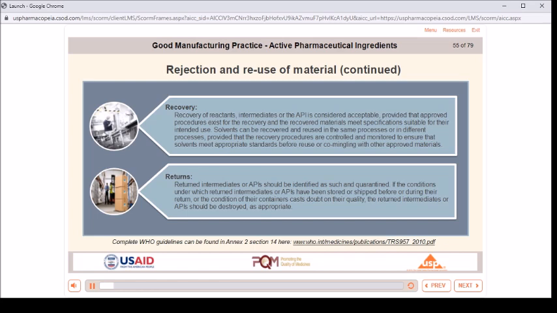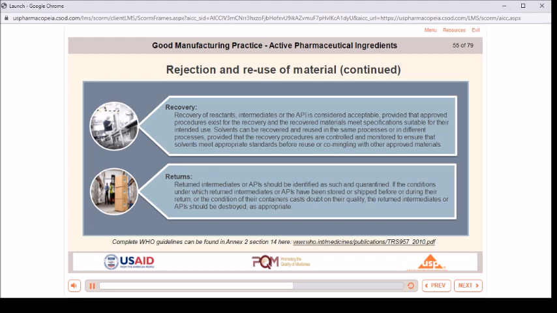Rejection and reuse of material continued. Recovery. Recovery of reactants, intermediates, or the API is considered acceptable, provided that approved procedures exist for the recovery and the recovered materials meet specifications suitable for their intended use. Solvents can be recovered and reused in the same processes or in different processes, provided that the recovery procedures are controlled and monitored to ensure that solvents meet appropriate standards before reuse or commingling with other approved materials.